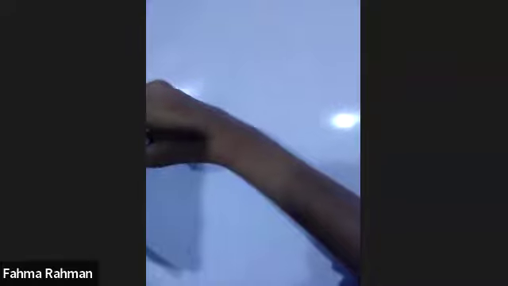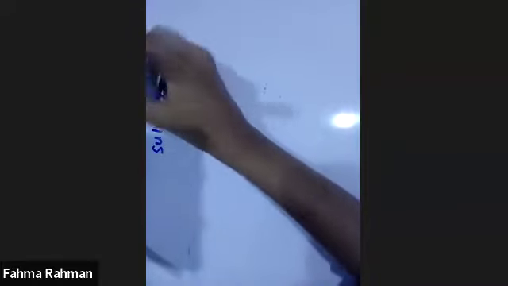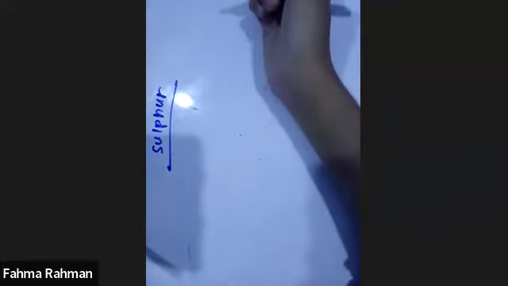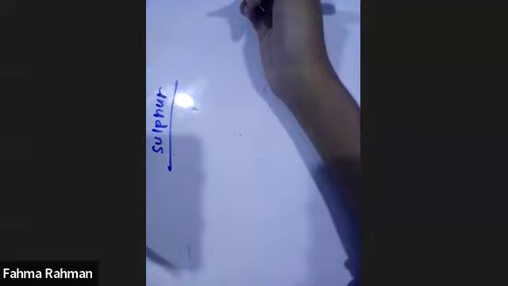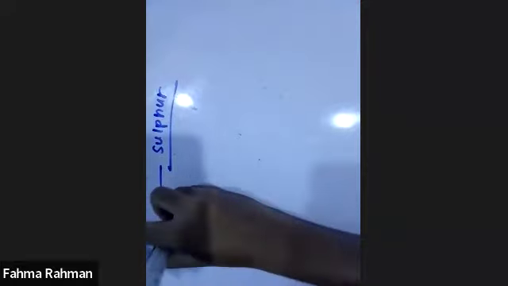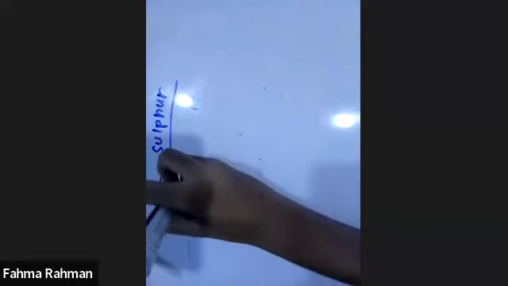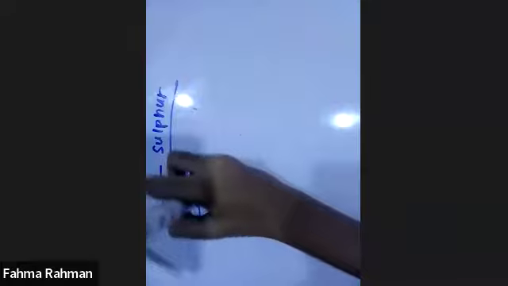Okay, moving on to sulfur. Sulfur is our second non-metal, and we will be discussing sulfur. Sulfur is also an element which exists in different forms. If something exists in many forms, you call it an allotrope. Allotrope is basically different forms.